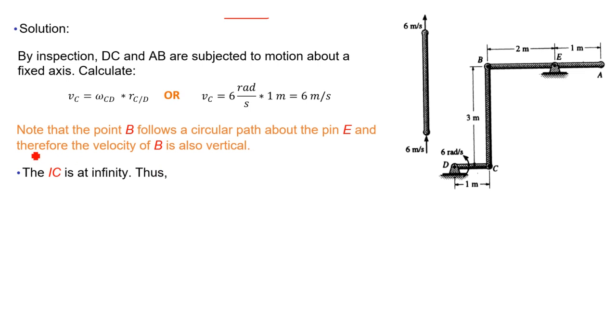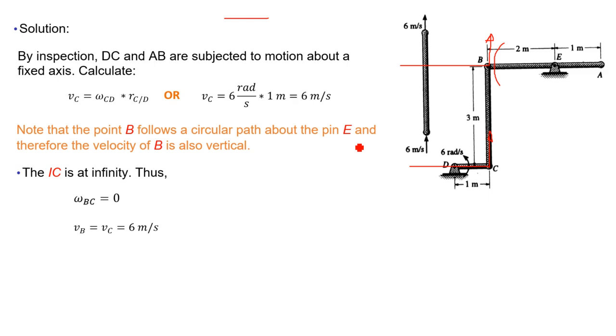Now, note that the B point is going to follow a circular path about the pin E, as I told you earlier. It is going to have this circular path here, and therefore the velocity B is also going to be vertical in that case. It's going to be perpendicular to the link BE. The IC of these two velocities, if you try to sketch them, let's say you make a line in this direction and a line in this direction, these lines are never going to intersect, because in that instance they are parallel.